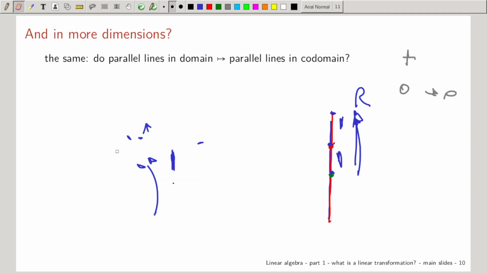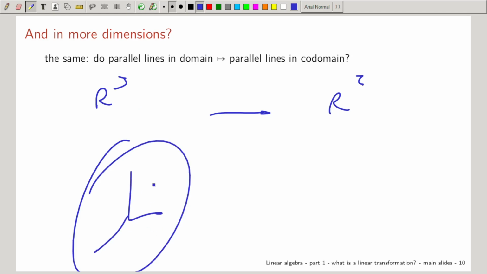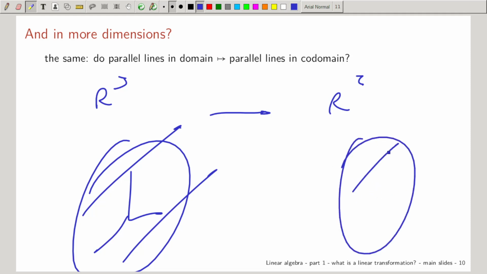The same is true from R3 to R2. I have a line, parallel. They might, in general, become line and line. We need to preserve the parallelism. Okay? Plus 0 gets mapped into 0. Okay?